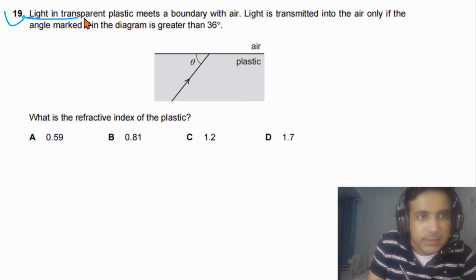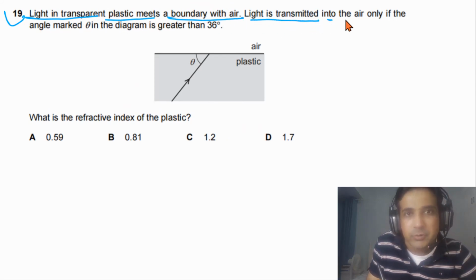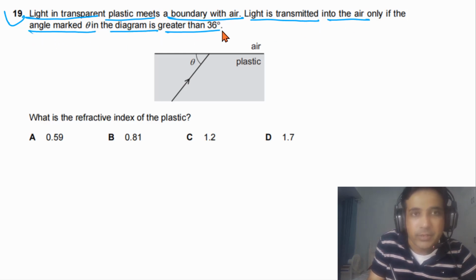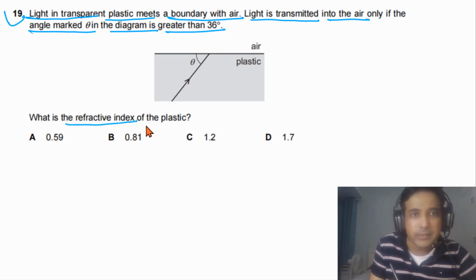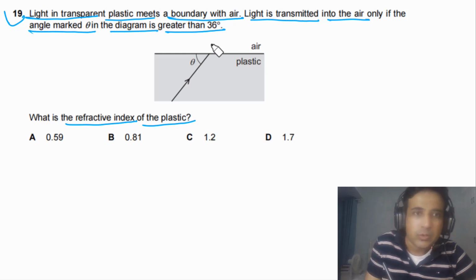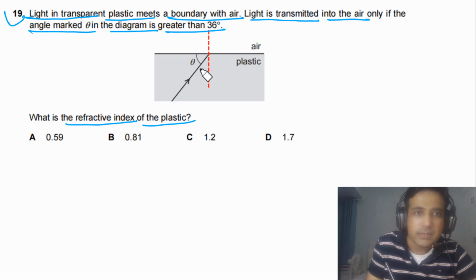Question 19 says light in transparent plastic meets a boundary with air. Light is transmitted into the air only if the angle marked theta in the diagram is greater than 36 degrees. What is the refractive index of the plastic? First of all, we need to draw the normal line. So this is the normal. In this case, this angle is a critical angle, theta C, because this angle is 90 degrees.